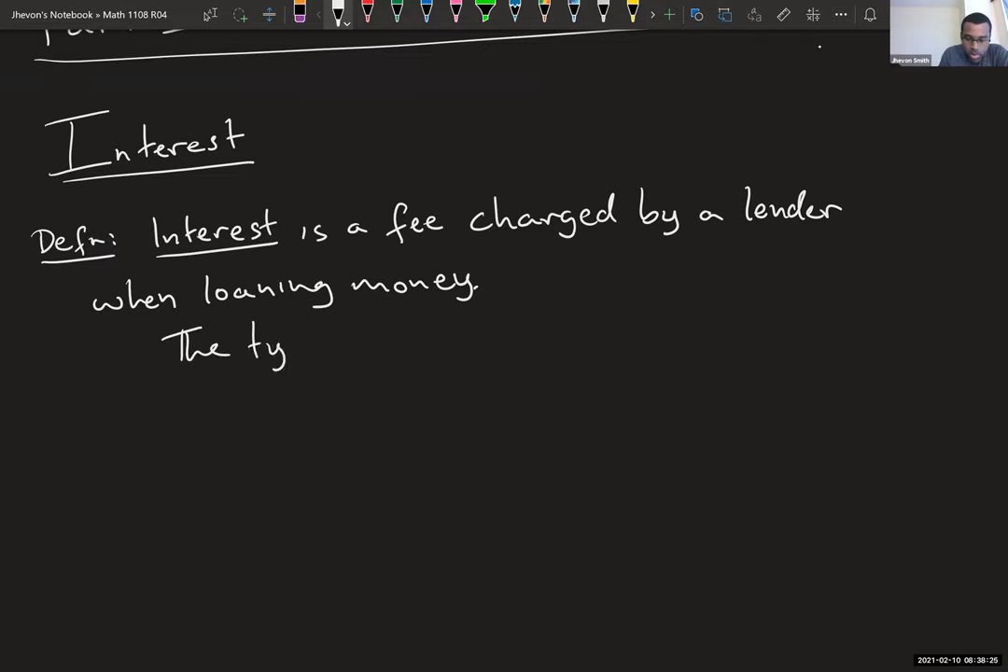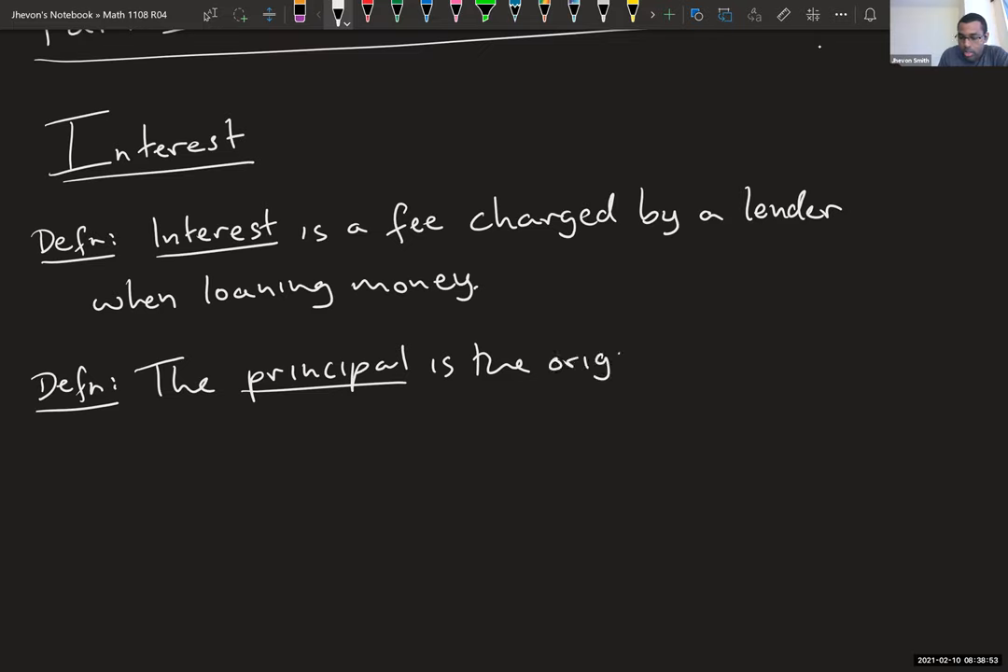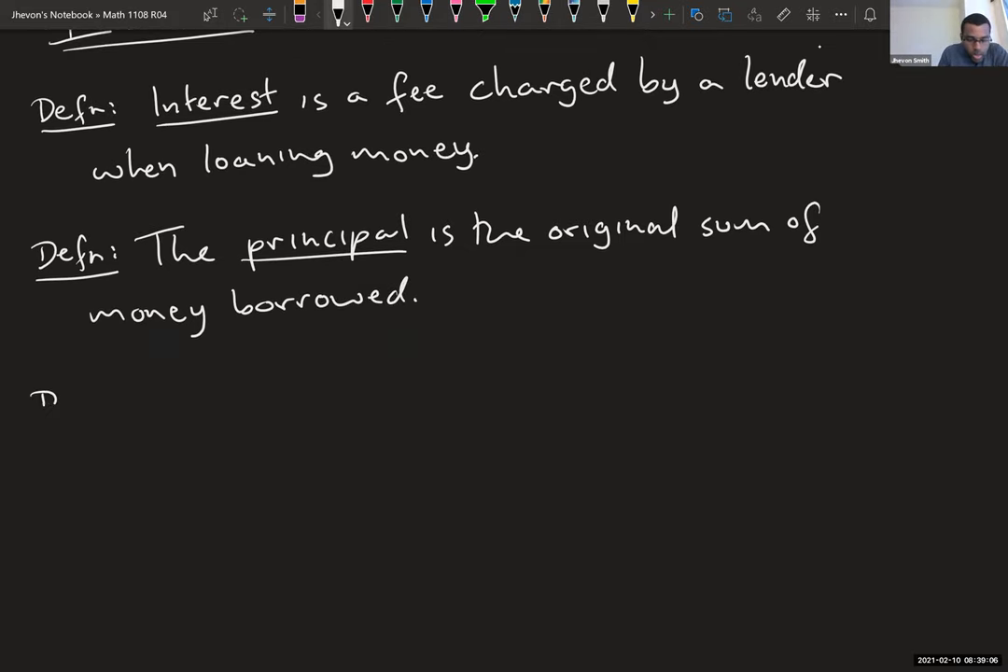The type of interest, well, let me put it this way. Let's move on. The principal is the original sum of money borrowed. That definition. What else do I want to tell you guys about?